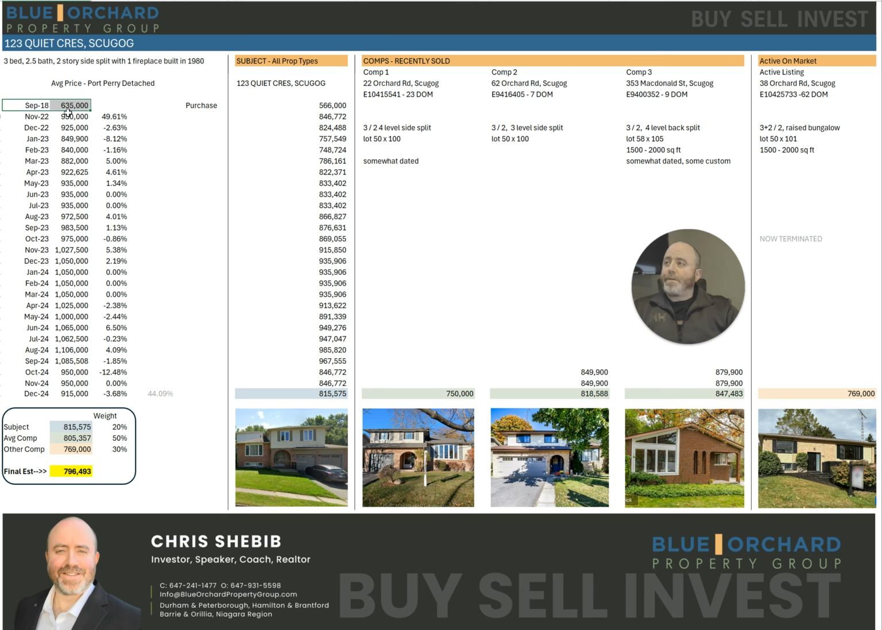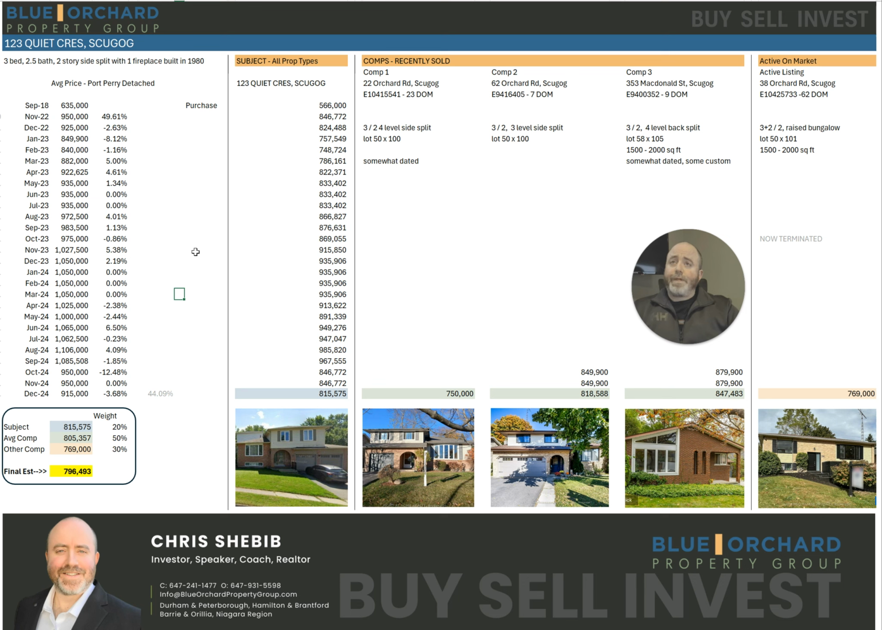First thing we do is capture the market data from purchase, which in this case happens to be 2018, through to the latest month of full data that we have available, which in this case was December of 2024. And then we map the month-over-month changes in the market from purchase all the way through. So in this case, 2018 to November of 2022 is a 49% increase, and then it dropped 2.63%. Month-over-month changes all the way down to December of 2024. The net delta in this case between September of 2018 and December of 2024 was a 44.09% increase.